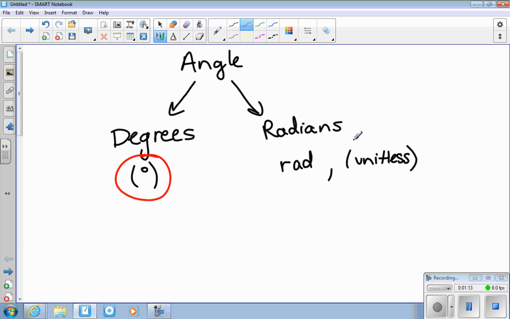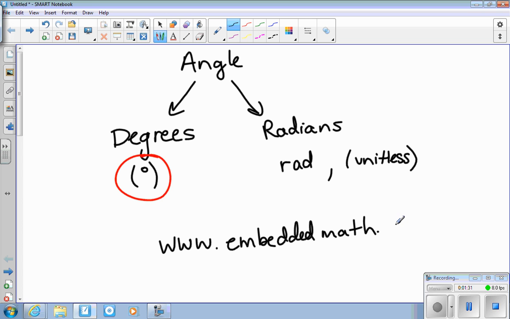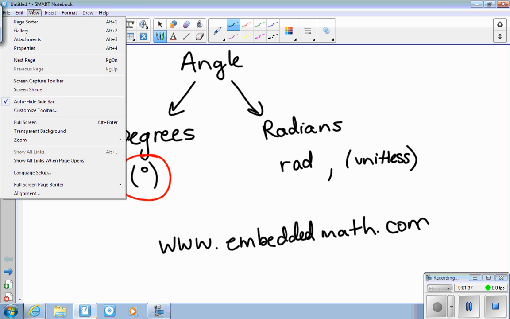So again, like I said, we're going to visit the unit circle. If you have your unit circles, pull it out. If you don't have your unit circles, then go to the website www.embeddedmath.com, and you should be able to find a blank unit circle and print one out. So I'm just going to go to that unit circle.